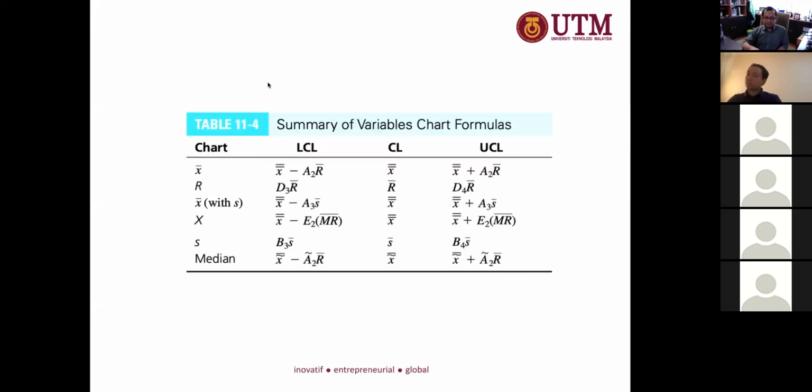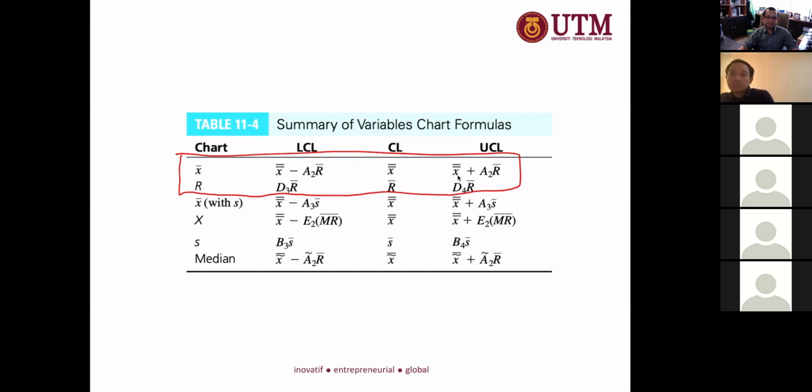Okay, this is on SPC. And these are the formulas for variable control chart. Just now we were dealing with the X double bar R chart, so X bar R chart. These are the formulas: upper limit, lower limit for R, and upper limit, lower limit for X bar.